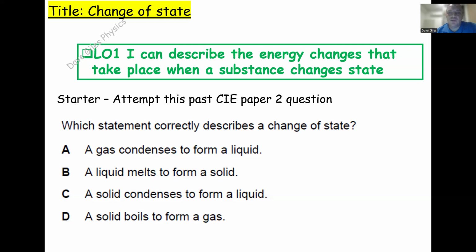B, a liquid melts to form a solid. It's the other way around. It should be a solid melts to form a liquid, so it must be A, and it is correct. A gas condenses to form a liquid.